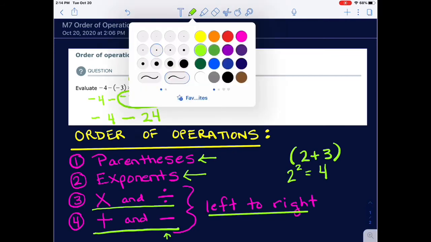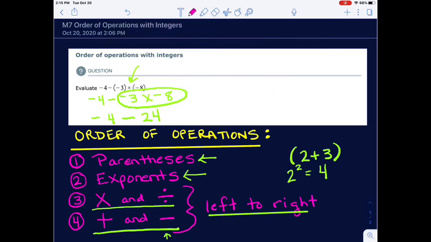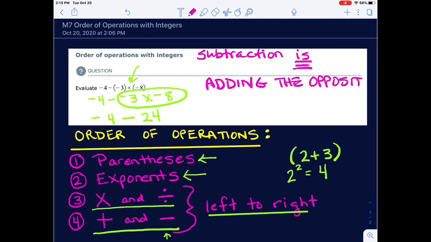I want you to think about subtraction like this. Subtraction is adding the opposite. Super important. We're going to change. Watch this. Add the opposite. So now we don't have subtraction at all. We just have addition. We are now adding a -4 plus a -24.